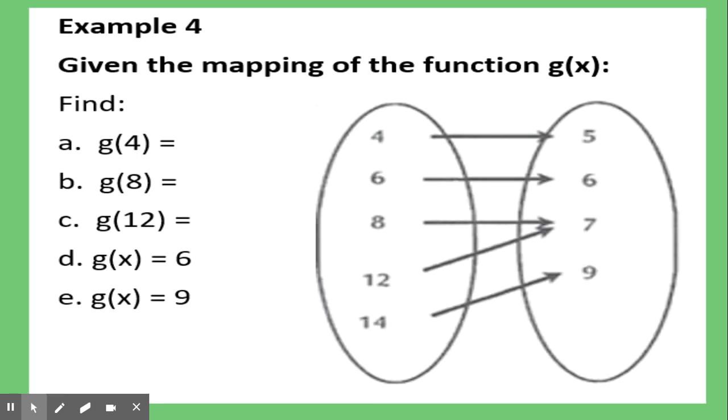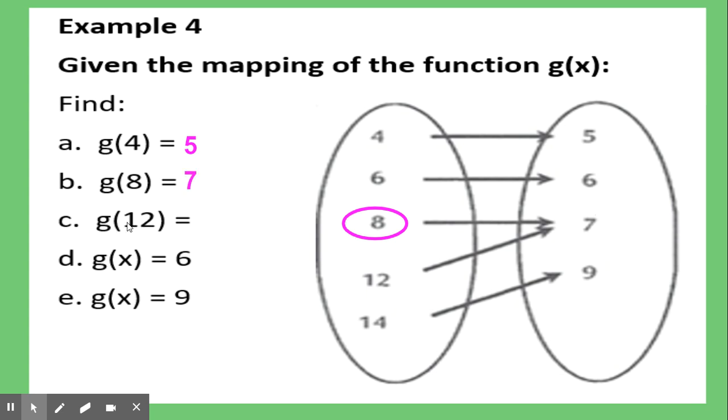Same thing with a mapping. So this time the mapping given the function g of x. So thinking ordered pairs, x comma y or x comma g of x. So g of 4, so my 4 maps to my 5. So 4 comma 5 is my ordered pair. Okay, so 4 comma 5. G of 8, so your x value is 8, and that maps to 7. Okay, again, that maps to 7.